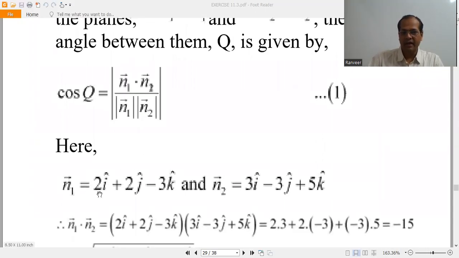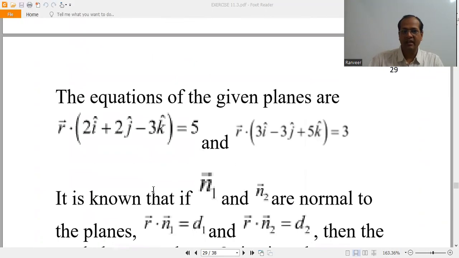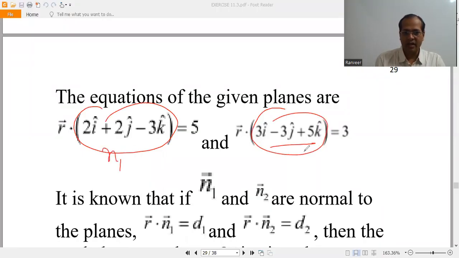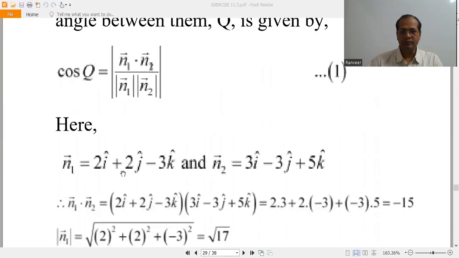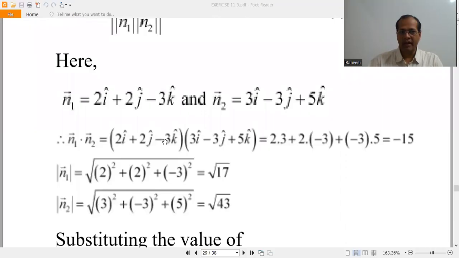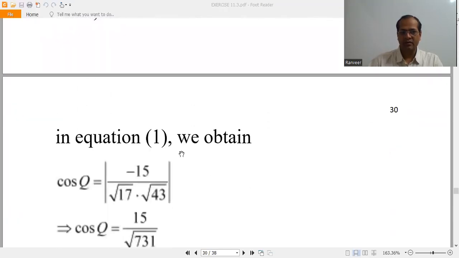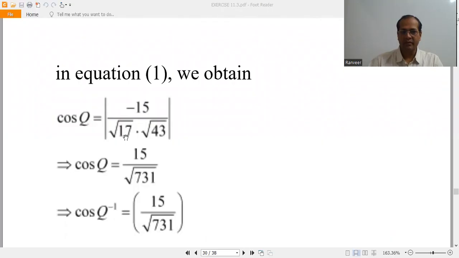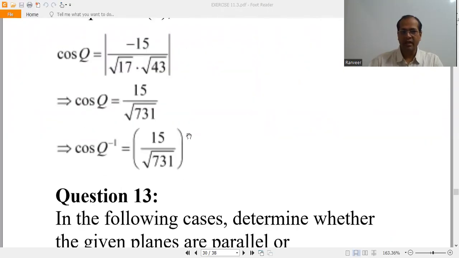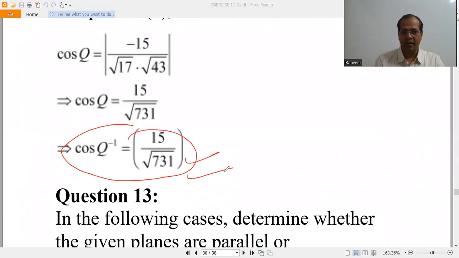Now n1 we can write here as 2i plus 2j minus 3k. This is r dot n. This is r, this is n1, this is n2. So this is n1 and this is n2, and after that we have to apply the formula directly. n1 dot n2 we first have to find, and mod n1 and mod n2 we have to find, and substitute the values. Now cos theta equals minus 15 over root 17 times root 43, and the mod value is positive, so this is the required angle between the two planes.